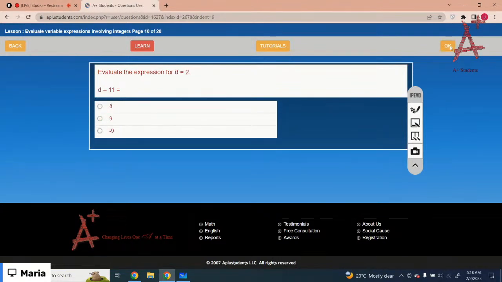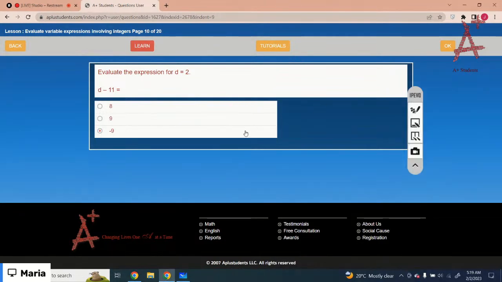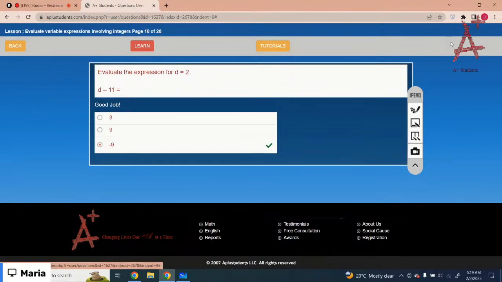Okay, the next one is evaluate the expression for d equals 2. So just replace the d with the value. So it would be 2 minus 11. So 2 minus 11 is negative 9. Got it? Because 11 is greater in magnitude and 11 is negative, the answer must be negative 9. So just select the correct option, then click on the OK button.